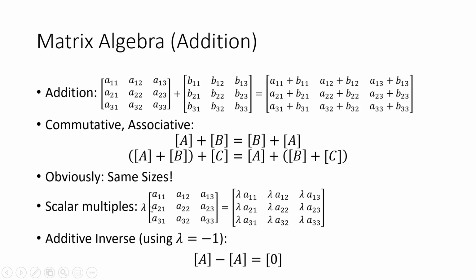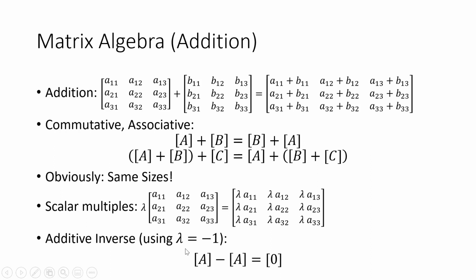Okay, so now that we've kind of gotten the addition squared away, there's this notion of scalar multiples. So you can take a scalar and scale the whole matrix, and what that means is you take the scalar and you basically scale each of the elements of that matrix. So whatever the original matrix is, the result's going to be the same size. So that's really pretty straightforward, the scalar multiple thing.